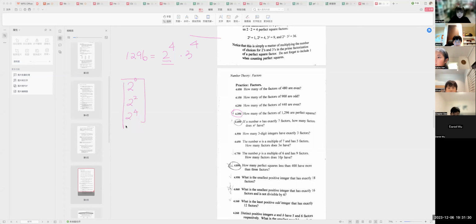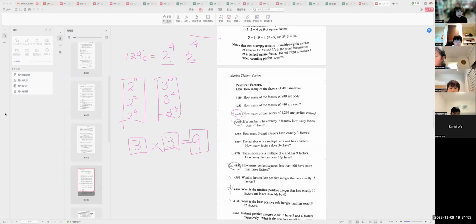So how many options are there? 3. Okay, for the 3, we can have 3 to the power 0, 3 to the power 2, and 3 to the power 4. How many options are there? 3. So 3 times 3 equals 9. So there are altogether 9 different perfect squares in the factors of 1296.